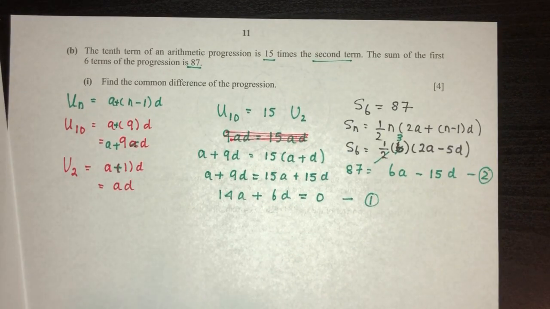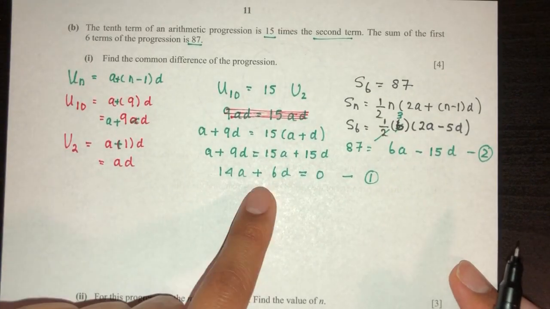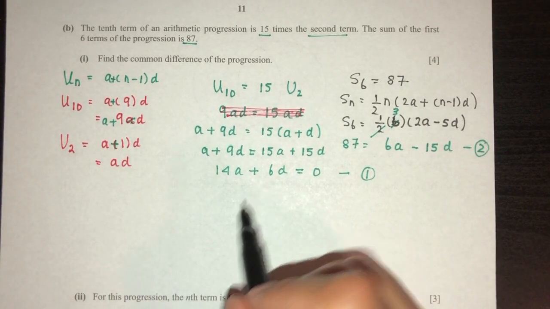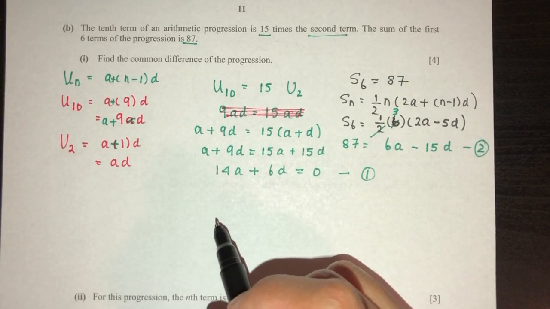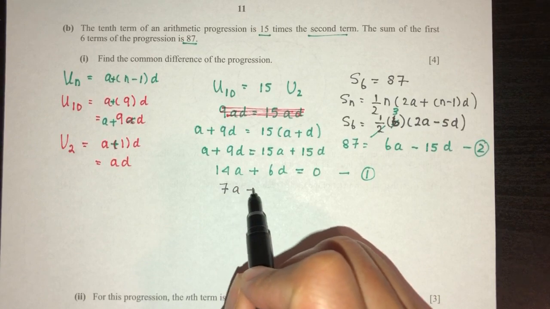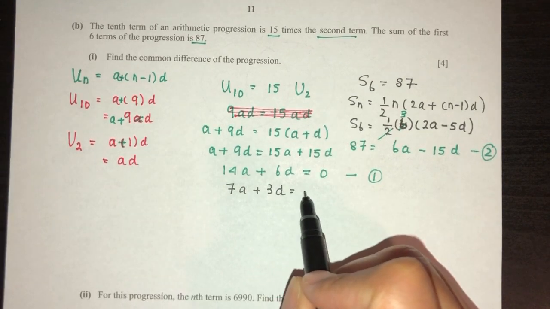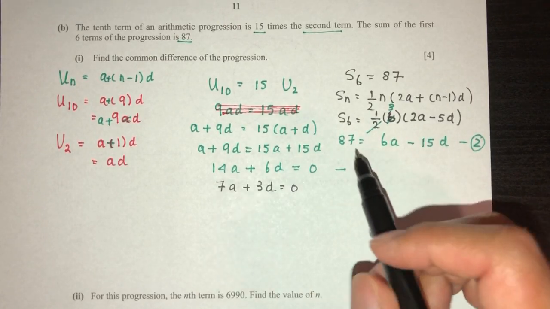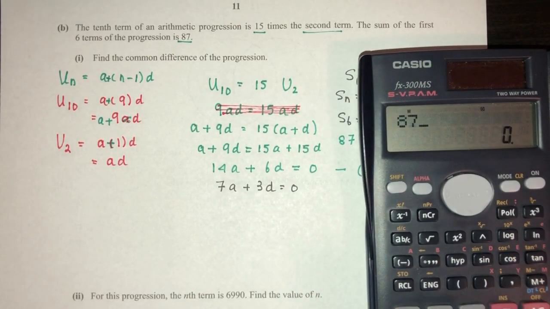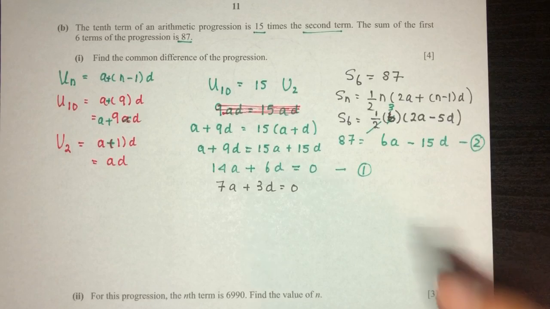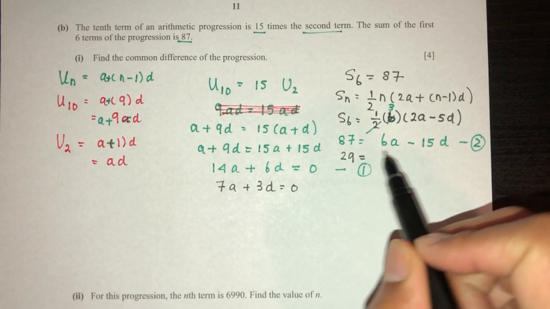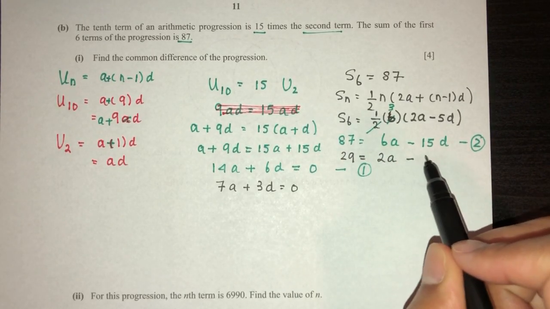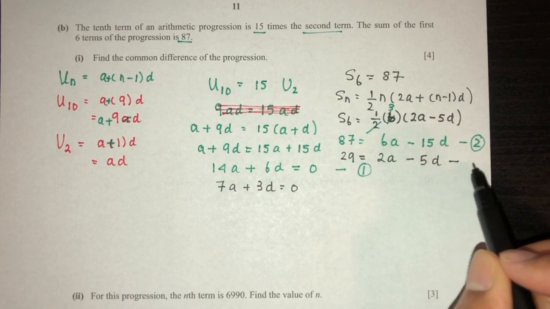Now let's see how we can solve this one. We can simplify this right here. Divide by 2, you will have 7a plus 3d is equal to 0. And for this one we can divide by 3. So 87 divided by 3 is 29, equal to 2a plus 5d. That is equation number 2.